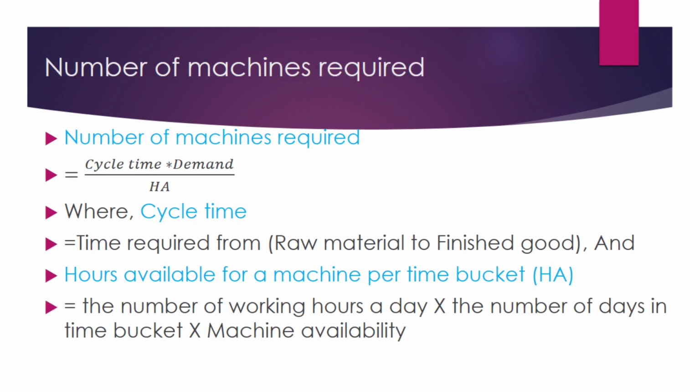For the number of machines required, we need to calculate the number of machines required in future. It is equal to cycle time multiplied by demand divided by hours available. Cycle time, as we know, is the raw material to finished good, that is, in a laboratory the time to run a particular test. And hours available, we have already seen. This is the formula for our hours available for a machine.